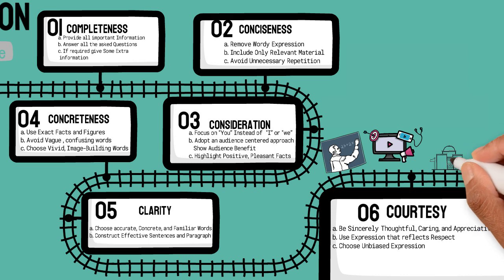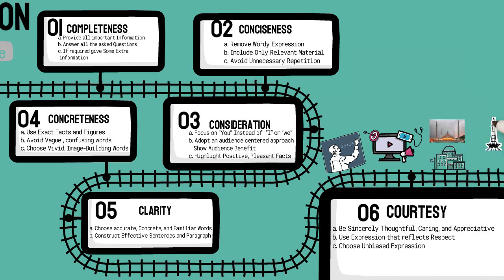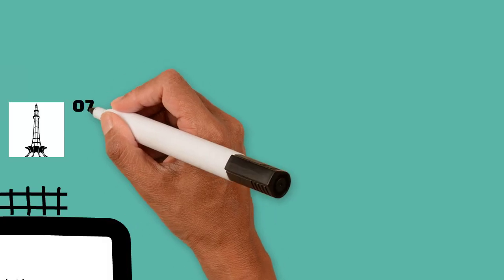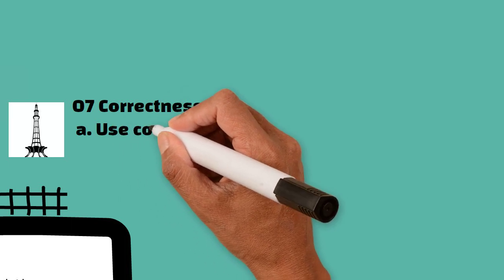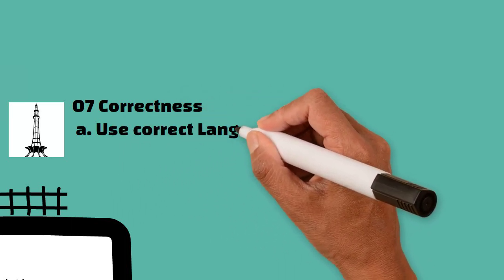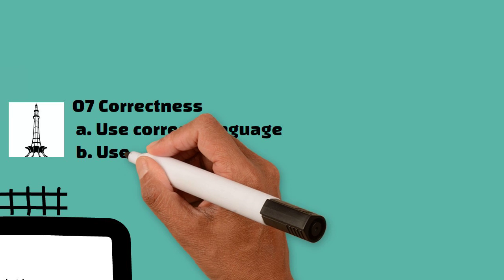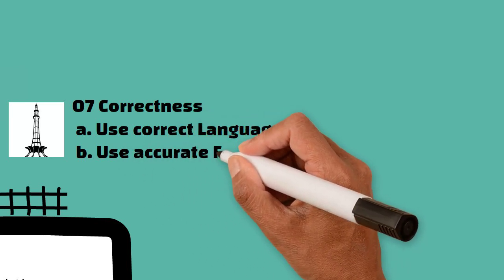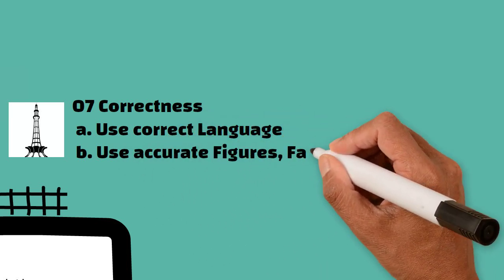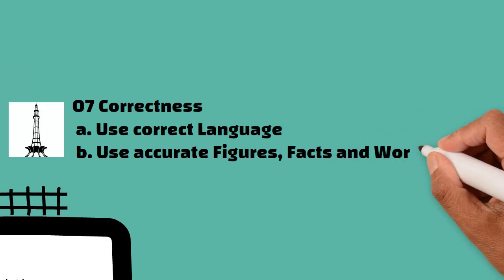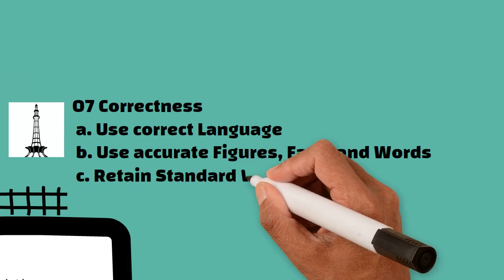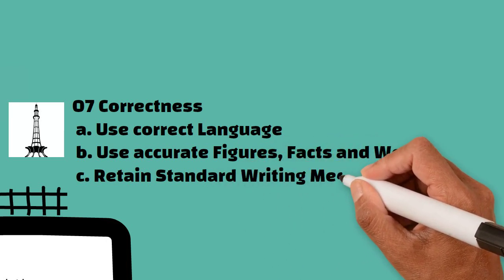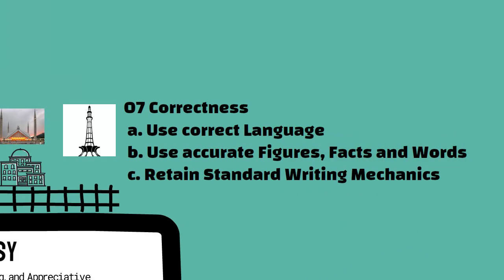Now move to the last and 7th C of effective communication, and that is correctness. Use correct language, avoid errors as it creates a bad impression, use accurate figures, facts, and words, and retain while writing the standard writing mechanics.